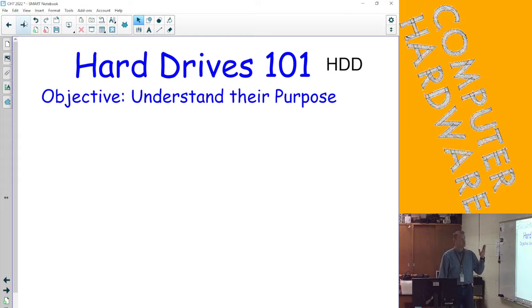So the first one is to understand the purpose of the hard drive. Okay, so what is the purpose of the hard drive? You remember from chapter 1? Permanent storage. What else? What's it hold? What's the stuff that's stored on the hard drive? What's the biggest program on our computer? Operating system is held on the hard drive. What else is held on the hard drive?